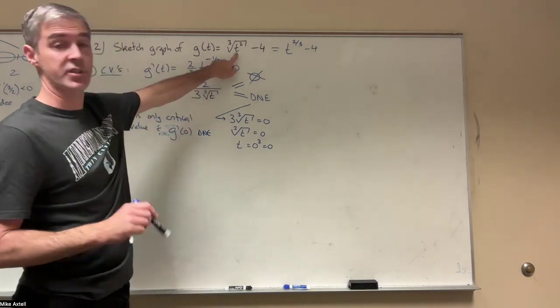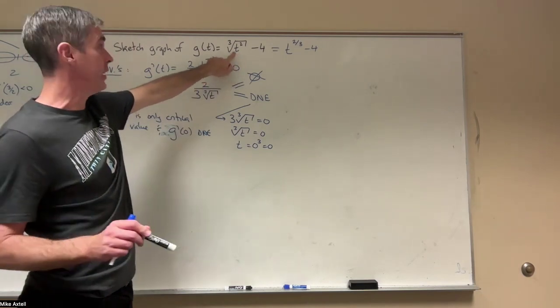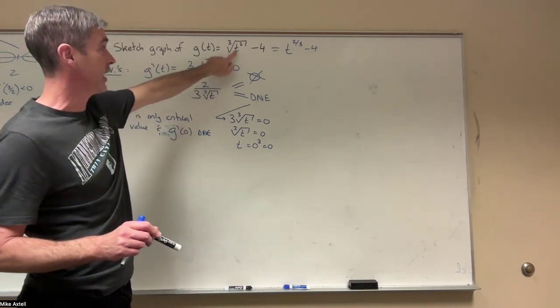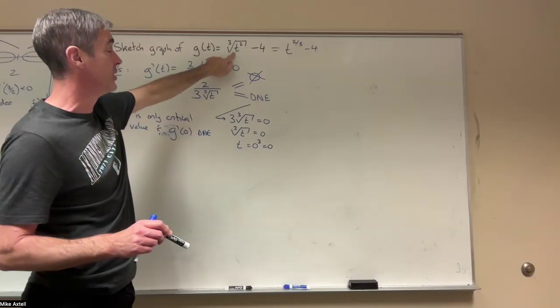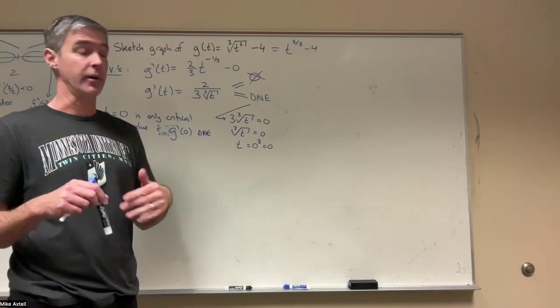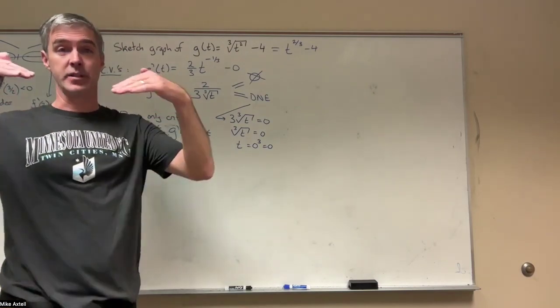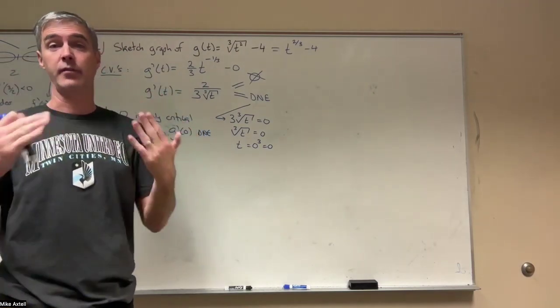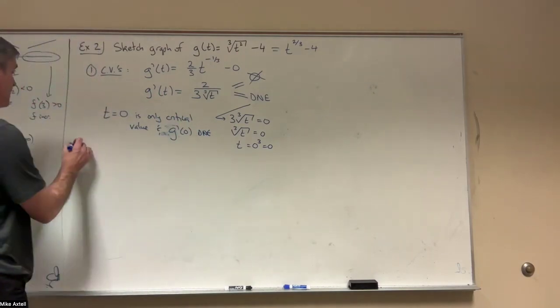Now, t equals 0 certainly exists. I could plug it in. If I plug in t equals 0 to the original function, I get 0 squared, which is 0. The cube root of 0 is still 0, minus 4. So the graph exists at t equals 0, but its derivative doesn't, which means we've got some kind of sharp behavior happening. Okay, step 2.